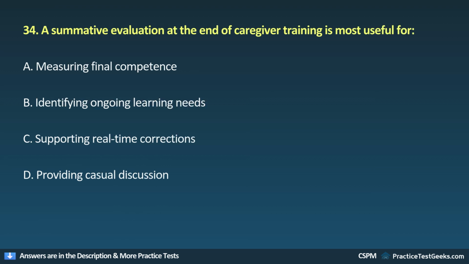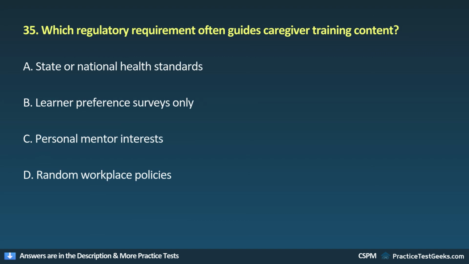34. A summative evaluation at the end of caregiver training is most useful for A. Measuring final competence. B. Identifying ongoing learning needs. C. Supporting real-time corrections. D. Providing casual discussion. 35. Which regulatory requirement often guides caregiver training content? A. State or national health standards. B. Learner preference surveys only. C. Personal mentor interests. D. Random workplace policies.